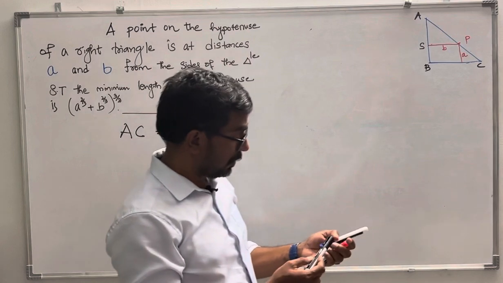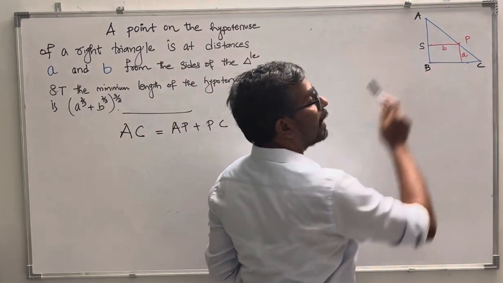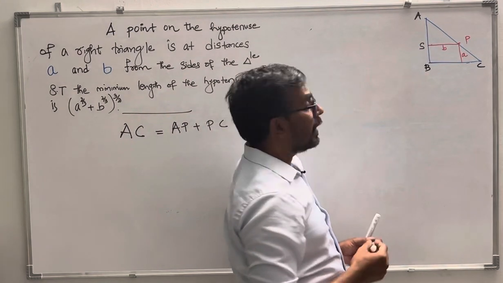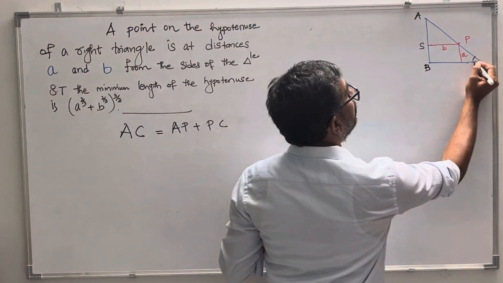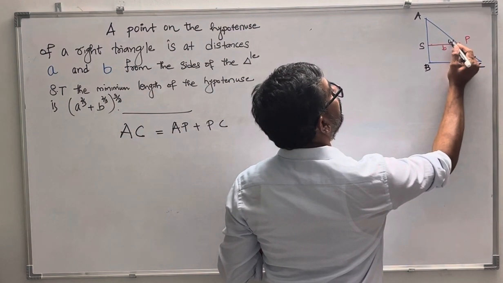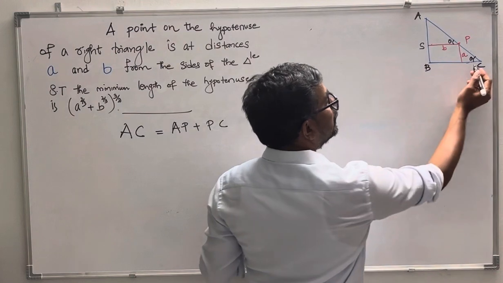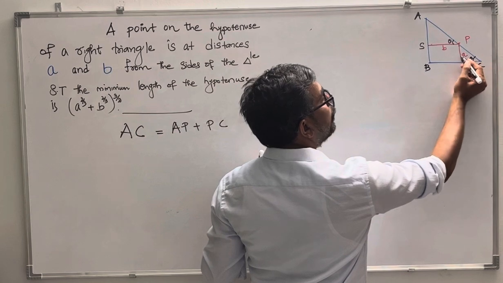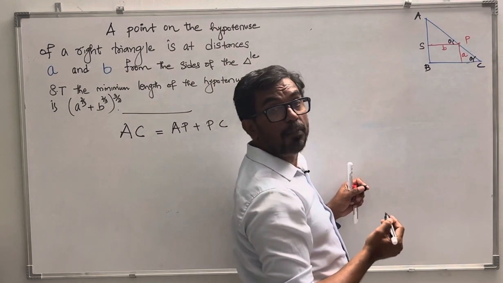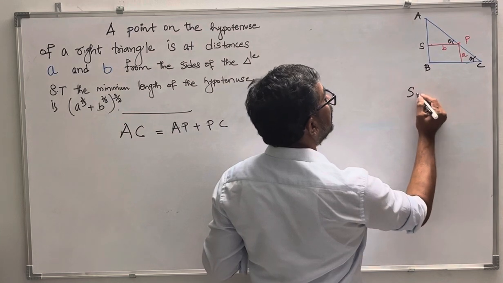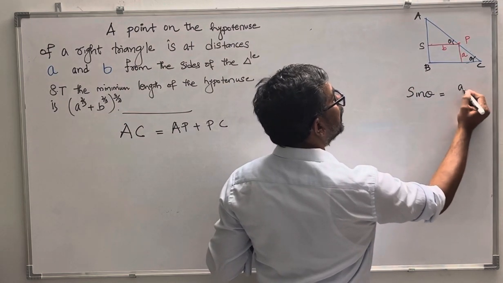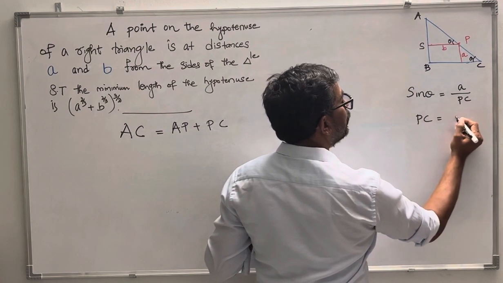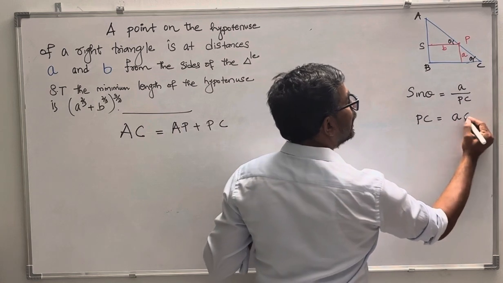How is that possible? You should understand BC and SP are parallel because both are perpendicular to AB. Then let me choose this angle as theta. If this is theta, this is also theta. Now this A I want to get with the hypotenuse, so I will consider theta's opposite side is A. Sin theta means opposite side by hypotenuse. Sin theta is opposite side A by hypotenuse PC. From here you can write PC is equal to A by sin theta, that means A cosec theta.